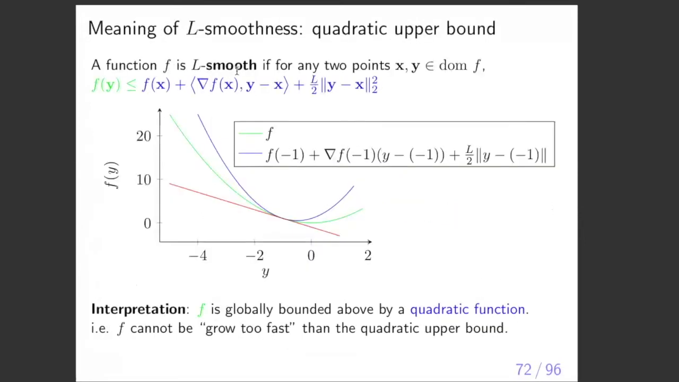A function being L smooth means that this function is bounded above by a quadratic function. Because this blue thing is on top of it, this green thing cannot go above the blue thing. That means this green thing cannot grow too fast. f cannot grow too fast. Cannot grow too fast means the slope of this green thing cannot be infinitely big. Because if the slope is very big, that means f has to grow very fast. That will go over this blue curve. So this is the message. If f is L smooth, then it cannot grow too big. Then it will be bounded above by a quadratic function. So this is the meaning.